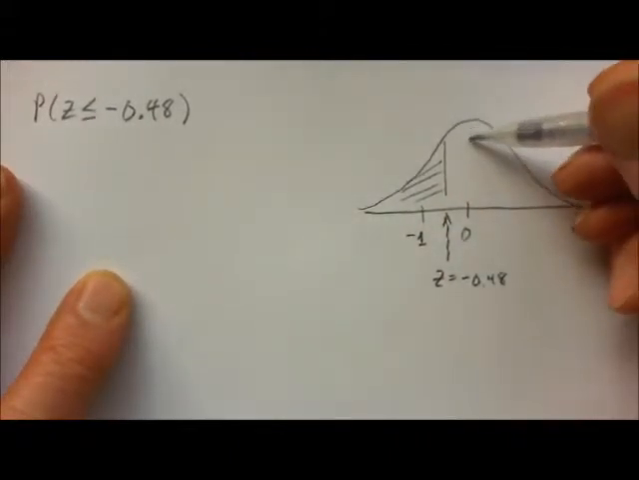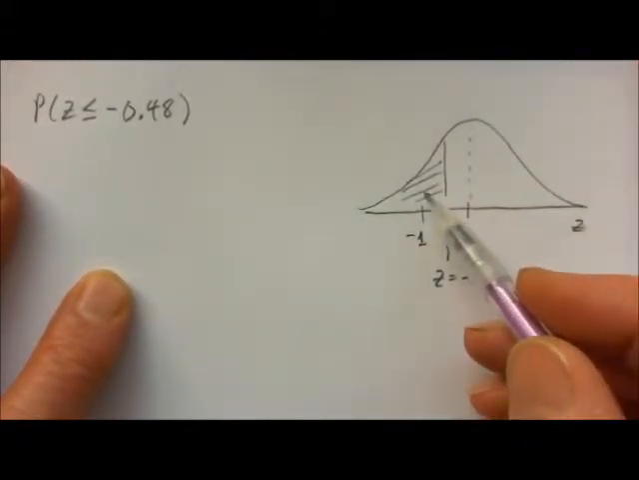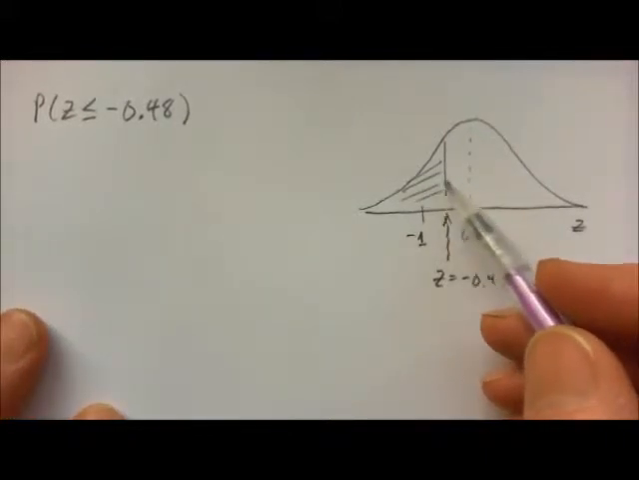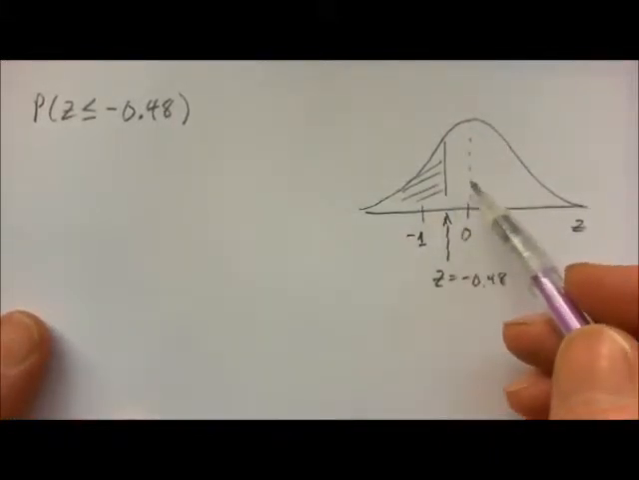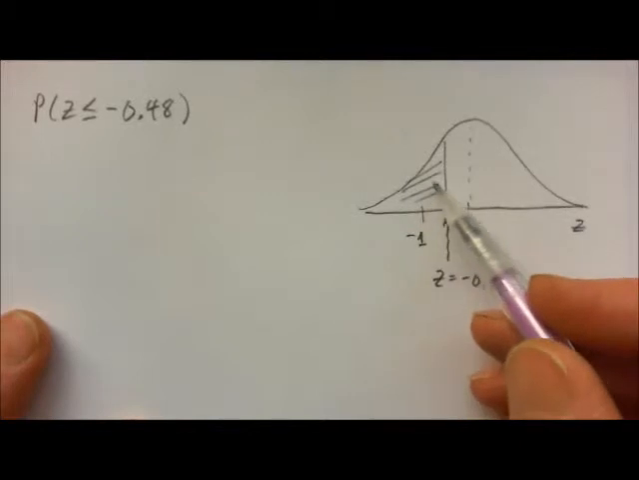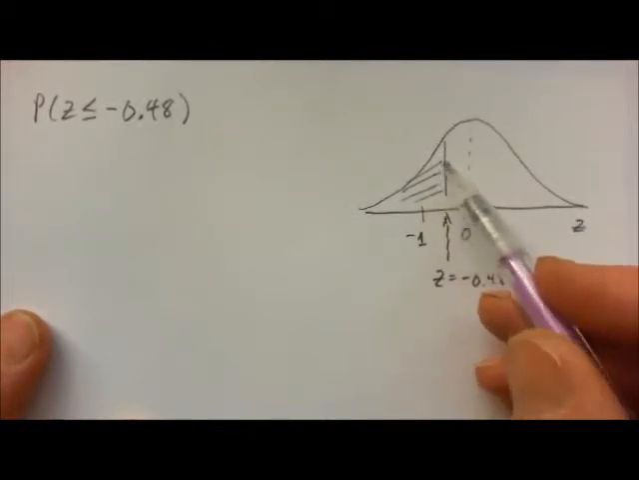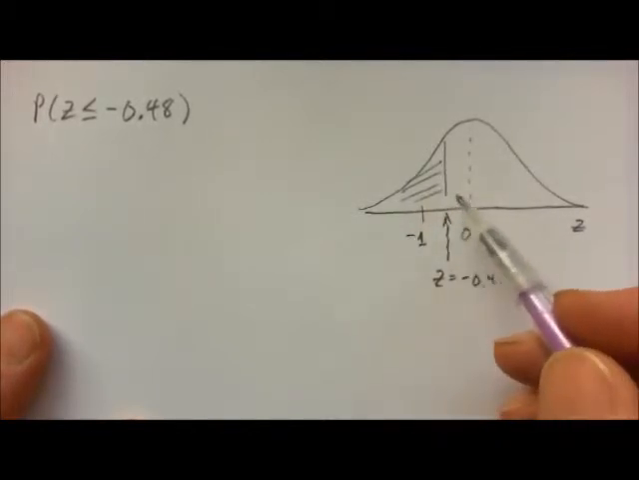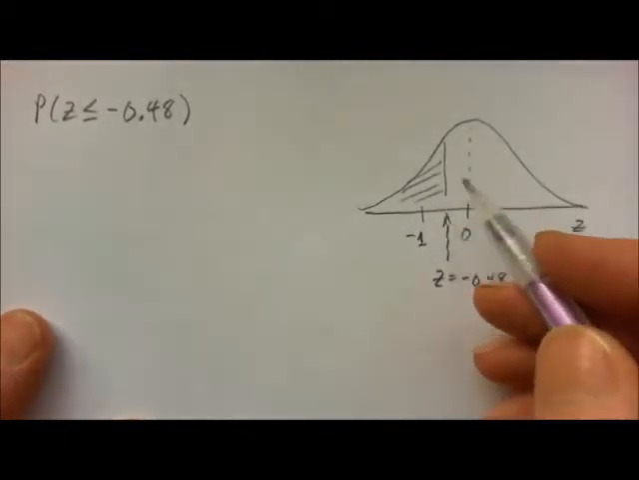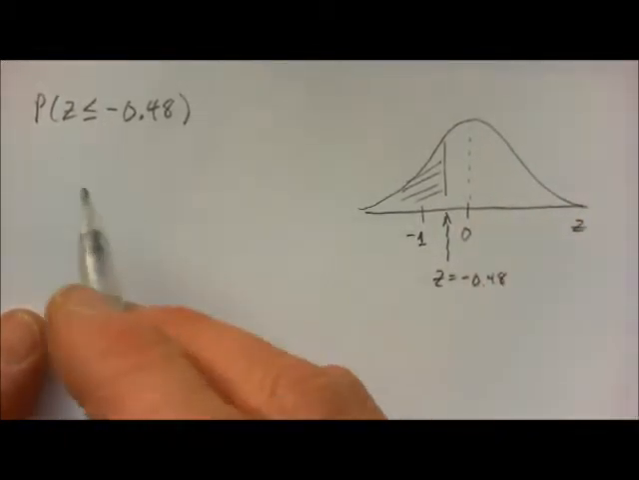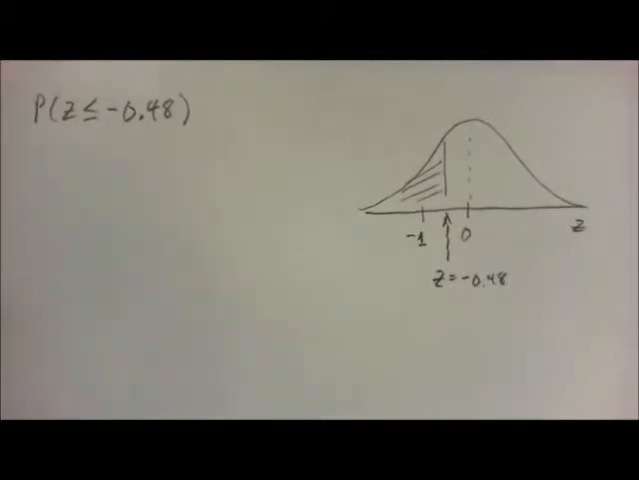Of course, we know that the area to the left of 0 is 0.5, or that 50% of our probability is to the left. So this value certainly should be less than 50%, maybe even quite a bit less, something like 30, 35, 40 percent. So let's go to the table.